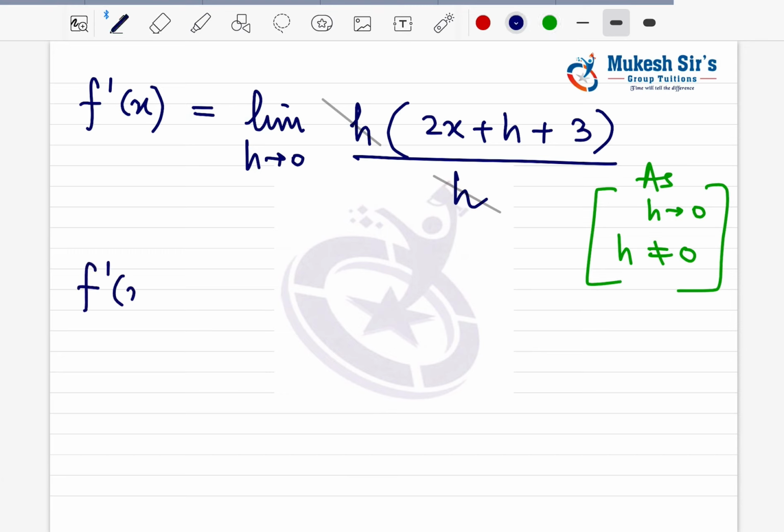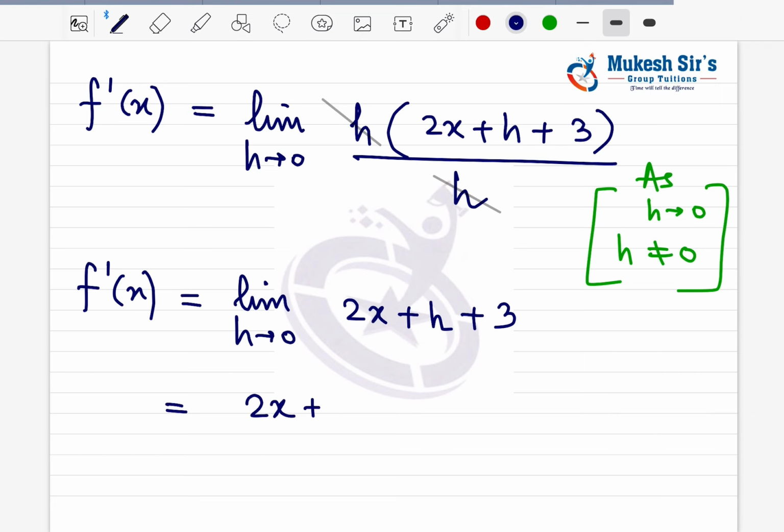You have f dash x is equal to limit of h tends to 0, it is 2x plus h plus 3, है ना? यहाँ पे डिनोमिनेटर 0 नहीं हो रहा है. So you can apply the limits. This becomes 2x plus 0 plus 3. So that becomes 2x plus 3. That's the answer. So that's the derivative f dash x.